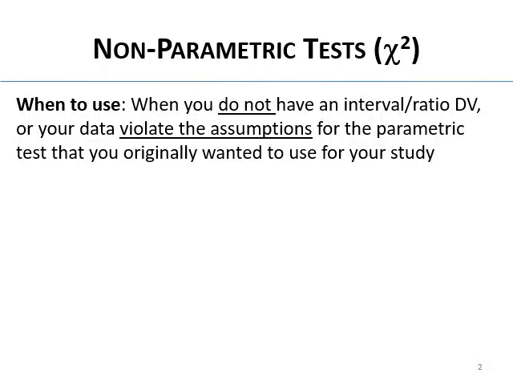So when do you use non-parametric tests in general? Well, you use them when you don't have interval or ratio data, so you've got nominal or ordinal data, or your data violate the assumptions for the parametric test that you wanted to use for your study, so you collected interval or ratio data, but you ran into trouble. That's when you use non-parametric tests.